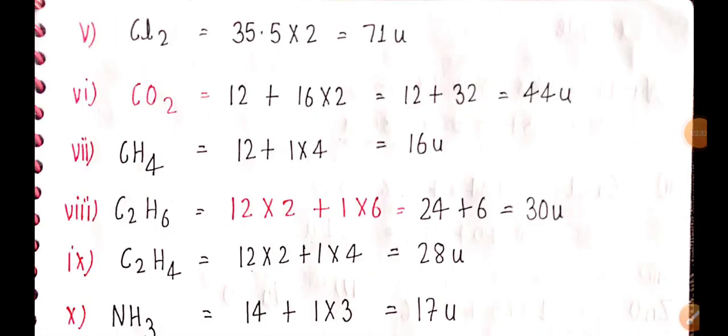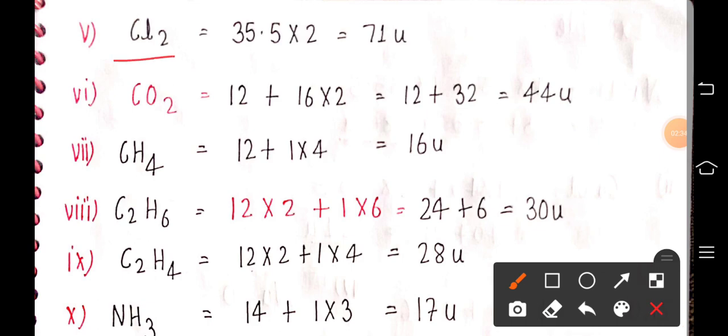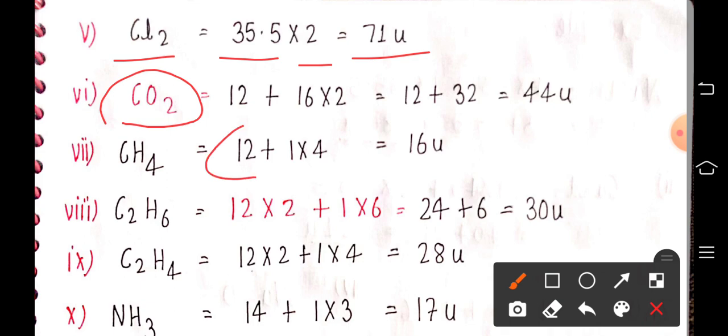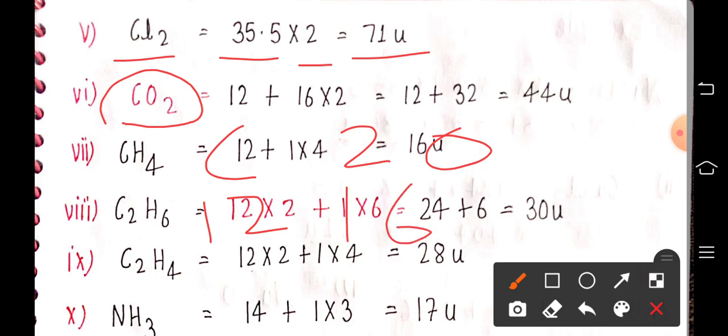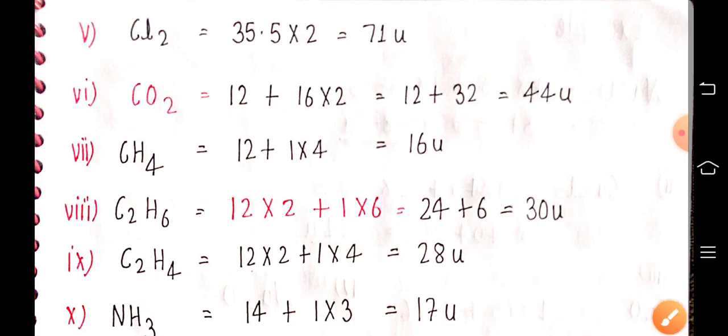Now we see next example. Next is chlorine gas. Atomic mass of chlorine is 35.5. 2 atoms of chlorine formed chlorine gas. 35.5 into 2 is equal to 71 unit. Next is carbon dioxide. In carbon dioxide, 1 atom of carbon and 2 atoms of oxygen is involved. Atomic mass of carbon is equal to 12 and atomic mass of oxygen is equal to 16. 12 plus 16 into 2 is equal to 12 plus 32 is equal to 44 unit. Clear?